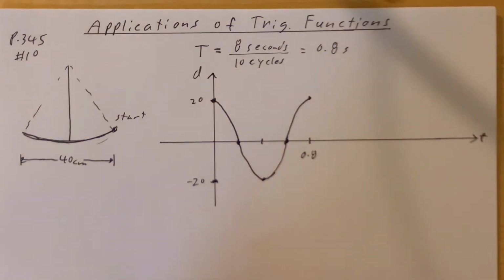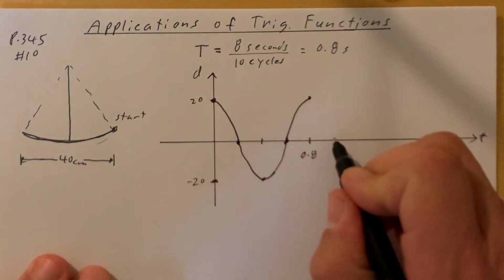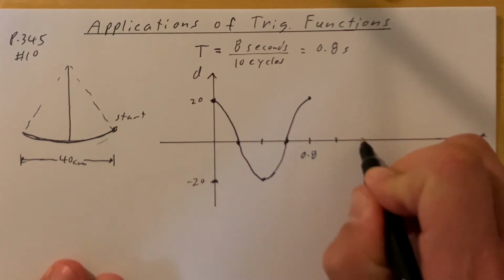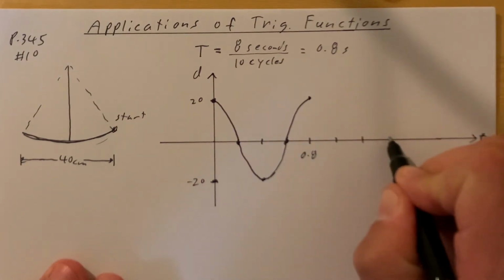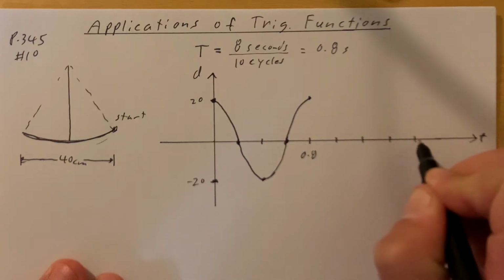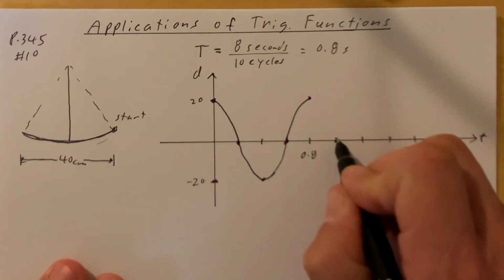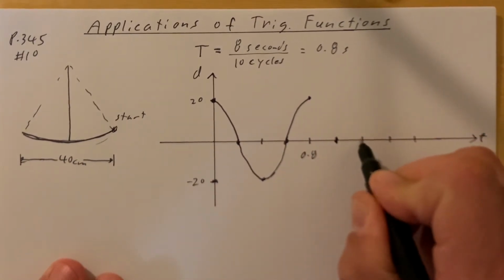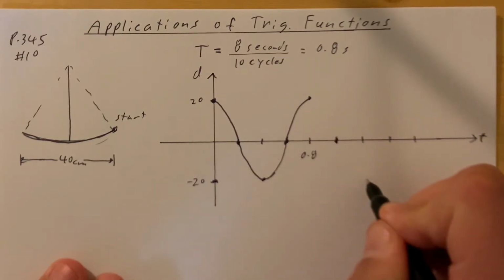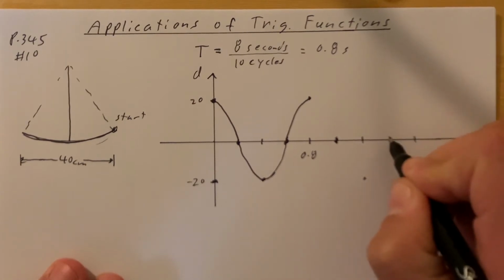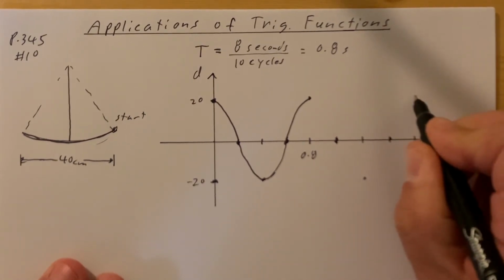That one cycle of the graph takes 0.8 seconds. Now they want us to do another one, so do another 4/4 of a cycle. It's going to come down here, then to the bottom, then back here, and then back up to the top.